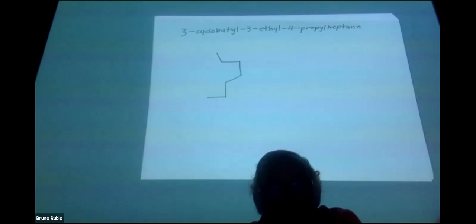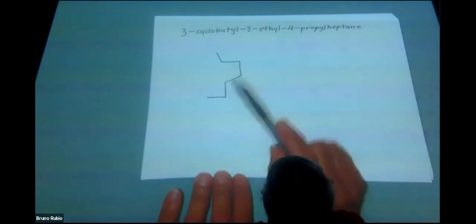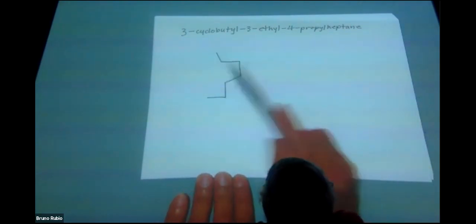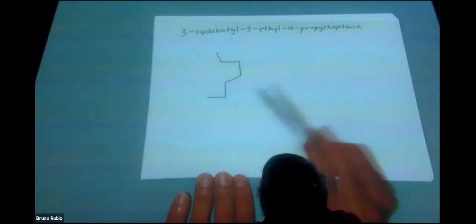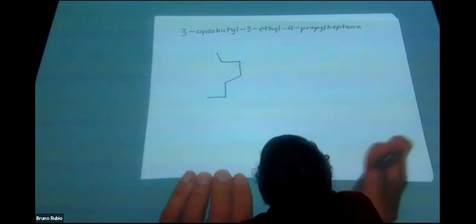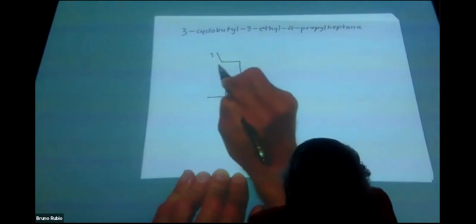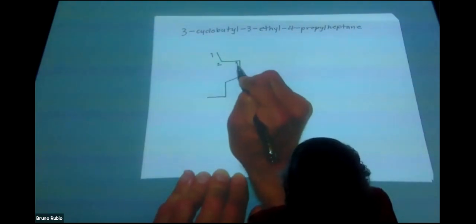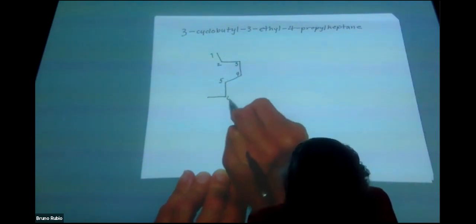So I found my parent. Next step is to number the carbons in the parent chain. But because this is a chain, we have to start numbering from the end of the chain. So this could be carbon 1 up here, or this could be carbon 1 up here. It doesn't matter, just as long as you start numbering from the end of the chain. So I'm going to let this be carbon 1, carbon 2, carbon 3, carbon 4, carbon 5, carbon 6, and carbon 7.